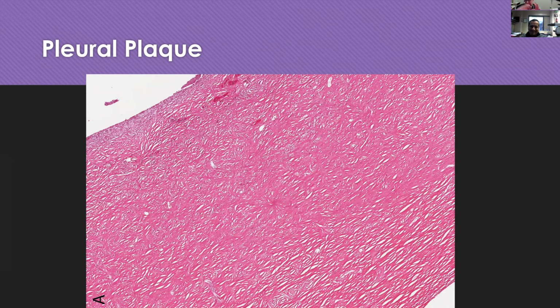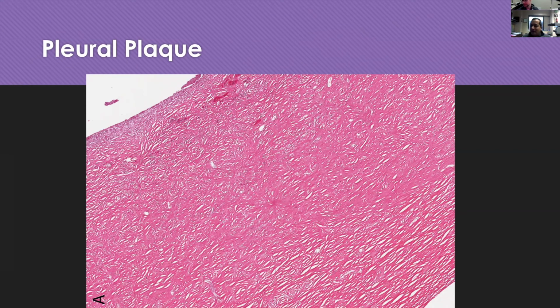So it's not this uniform basket weave appearance, but you'll start to see these swirls that have an almost spooky appearance to them. And that's a tip-off that there's something more going on here. I think in those cases, a pankeratin can be really helpful to highlight that morphology. But I think that's the big pitfall.